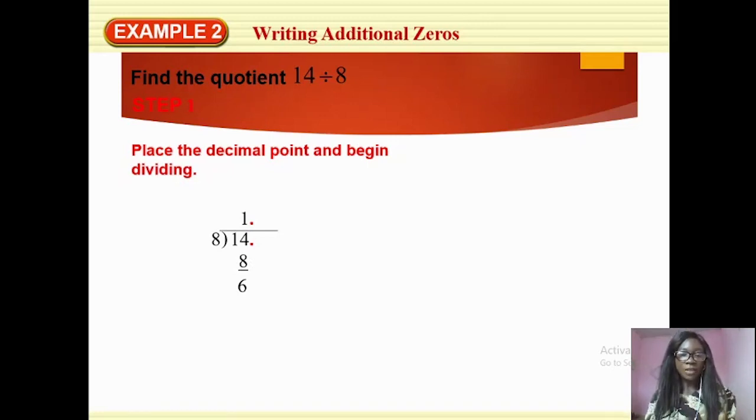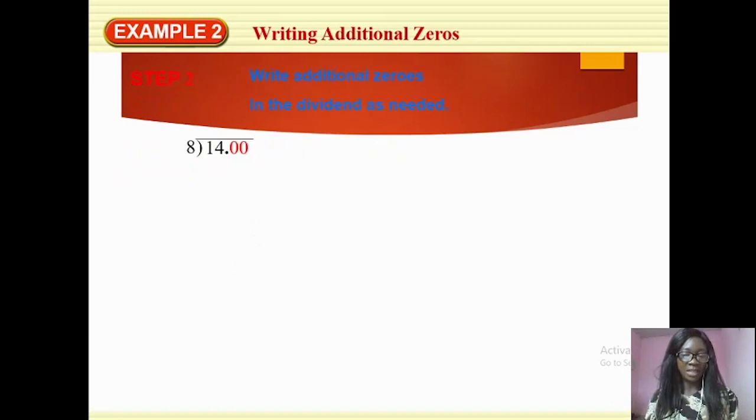So we have to what? Repeat the step again, right? So now how many times can 8 go into 6? You see, it can't go into 6 because it's smaller than 8, right? So because of that, we have to what? Put a decimal point here.